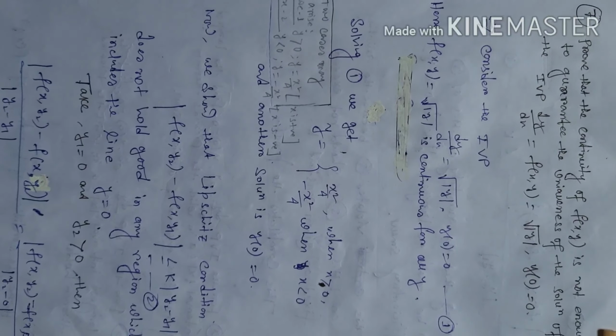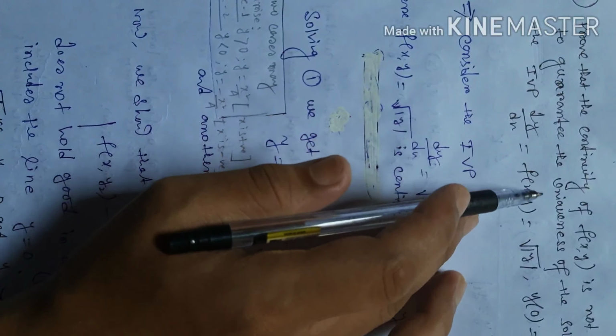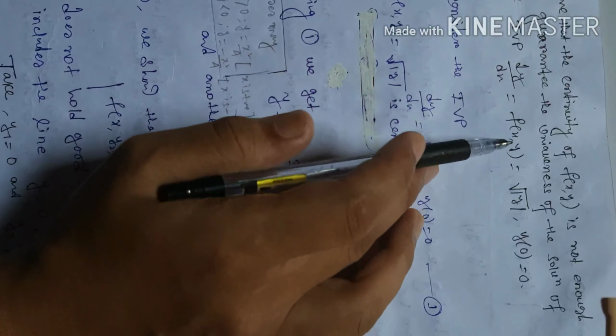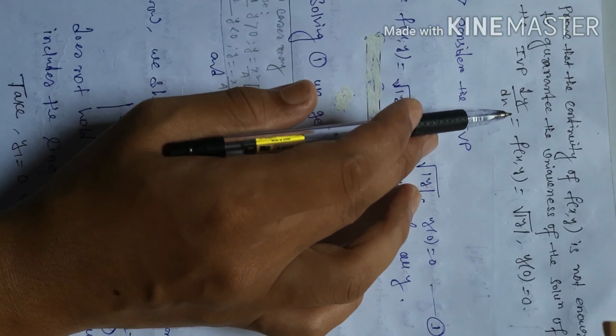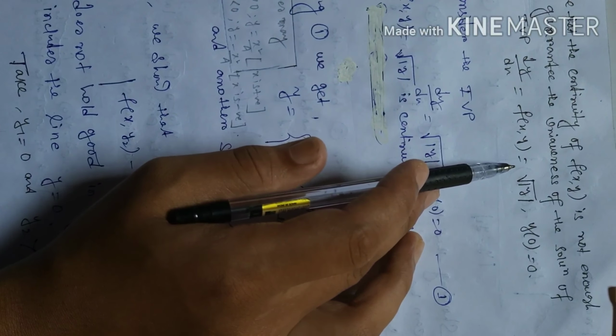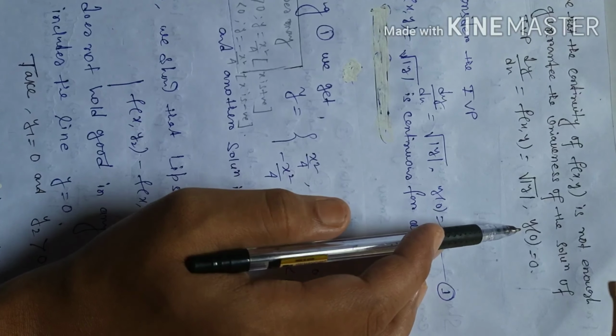Today's first problem is: prove that the continuity of f(x,y) is not enough to guarantee the uniqueness of the solution of the initial value problem dy/dx = f(x,y) = root of |y|, under the boundary condition y(0) = 0.